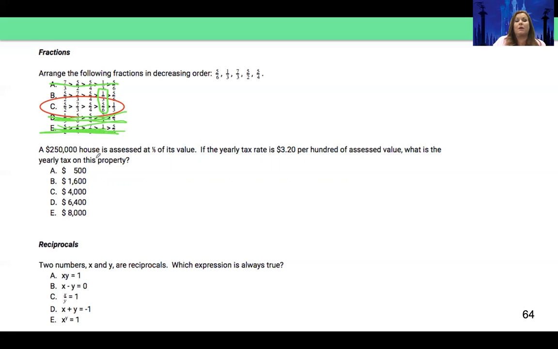Now this one, this is actually how they value houses. Ask your parents, it really is. So if your house is worth $250,000 and it is assessed at 1/5 of its value, okay, so the first thing we have to do is 250,000 divided by 5. And this is really easy. What's 25 divided by 5? Well, you get 5, and then you just add the zeros on. Okay, so we're going to assess it on $5,000.